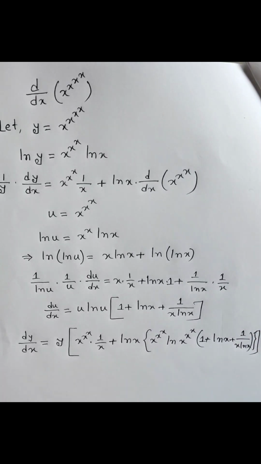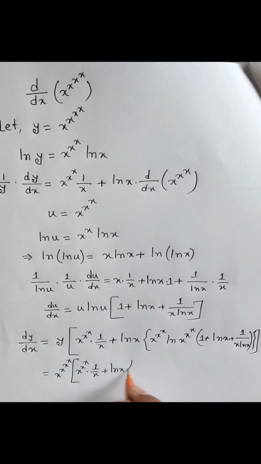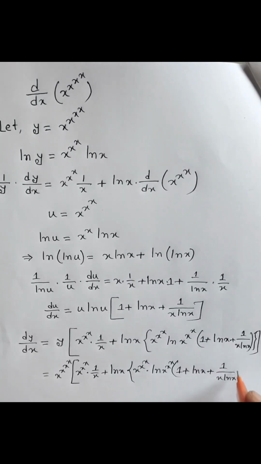Now we will put the value of y here, and we will finally have the result: x to the power x to the power x to the power x, third bracket x to the power x to the power x into [1 by x plus ln x], second bracket x to the power x to the power x into ln x to the power x to the power x, first bracket [1 plus ln x plus 1 by x ln x], bracket close. This is the final solution of the derivative of x to the power x to the power x to the power x. You can simplify it further, but this is the final derivative.